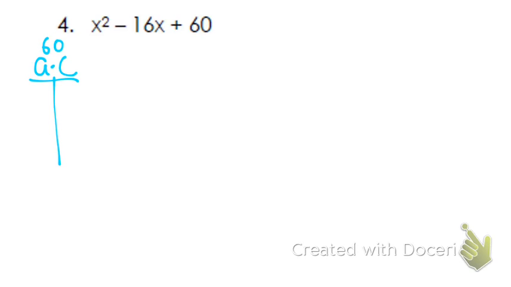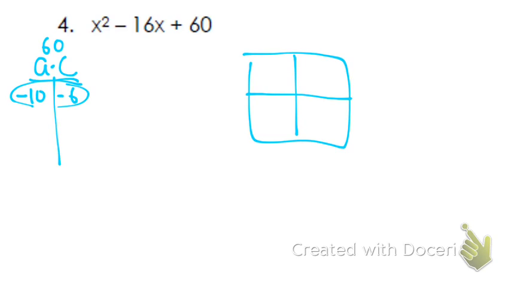And then I'm going to make a factor tree. But if you get pretty good at this, then you can recognize right off the bat that negative 10 times negative 6 multiply to positive 60, and they add to negative 16. So if I'm using the box method here, I'll use the box method on one and I'll use grouping on the other. If I'm using the box method here, my leading term goes up here always, and then my c term goes down here in the bottom.